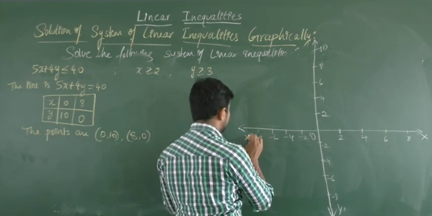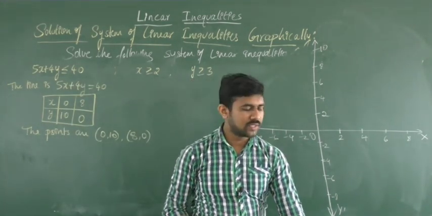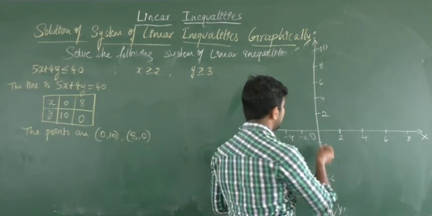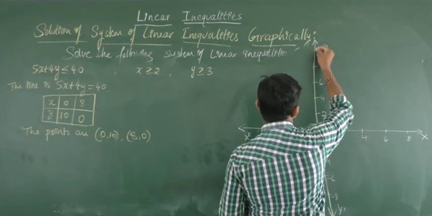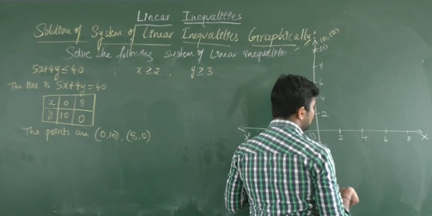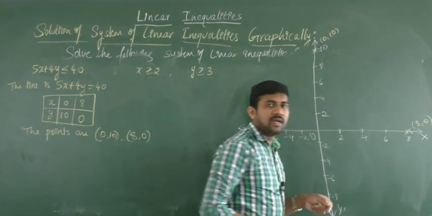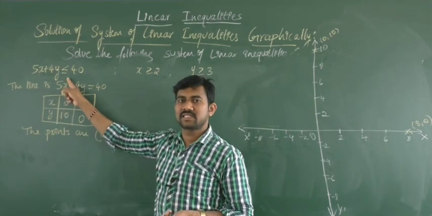Okay, now the points are (0, 10) and (8, 0). You will get (0, 10) on the y axis. The next point is (8, 0); on the x axis, you will get the point (8, 0). You can observe the given inequation is a slack inequation.